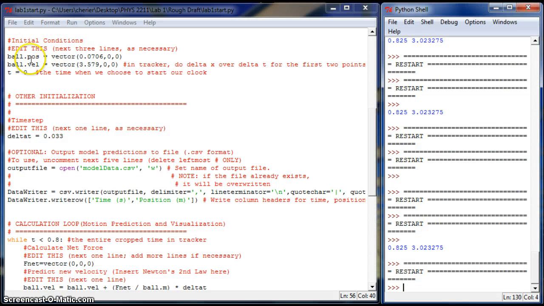The ball.pos variable is set to be the vector <0.0706, 0, 0> because this was the position of the ball at time t equals 0. The ball.vel variable has vector <3.579, 0, 0> because the ball is moving in the positive x direction.